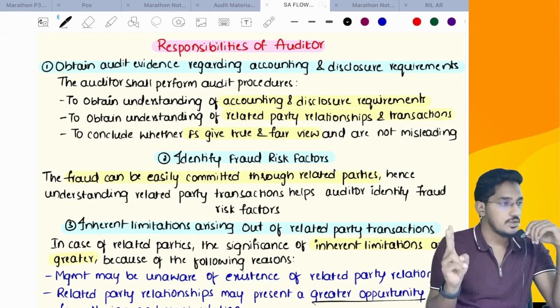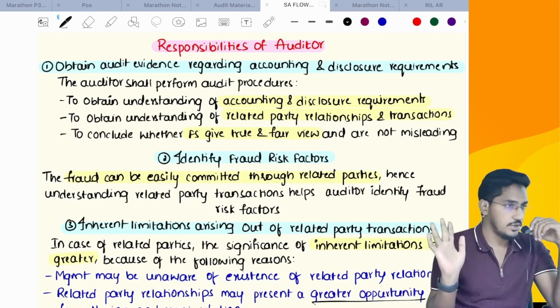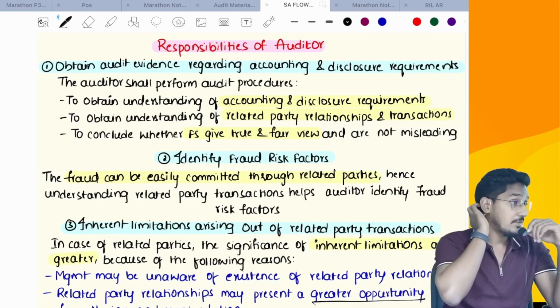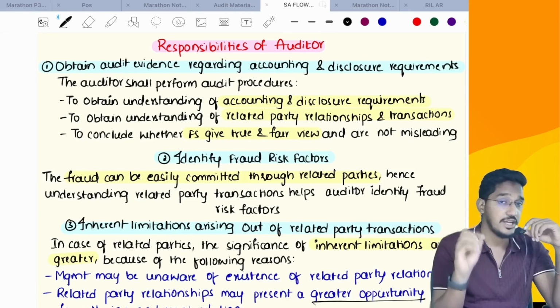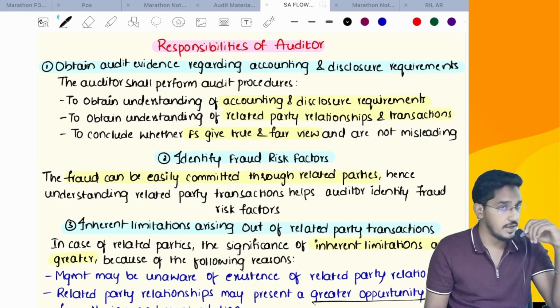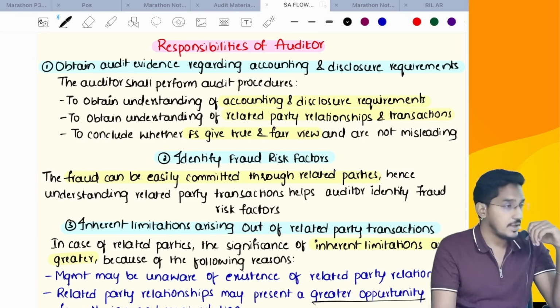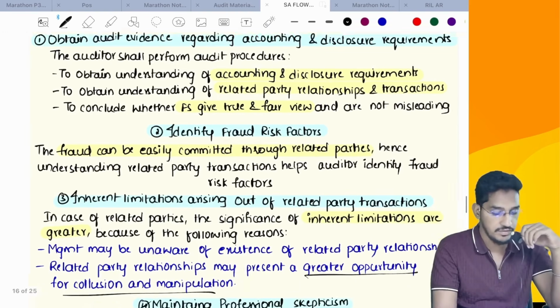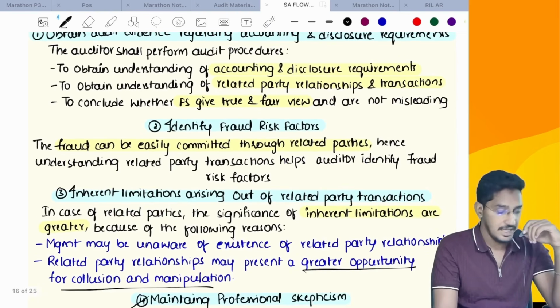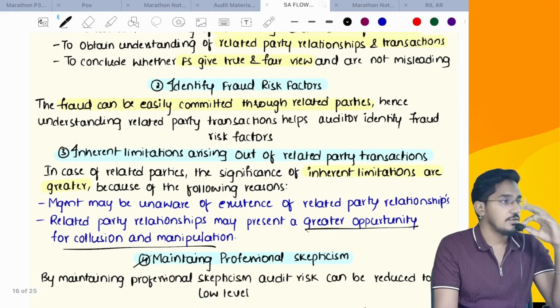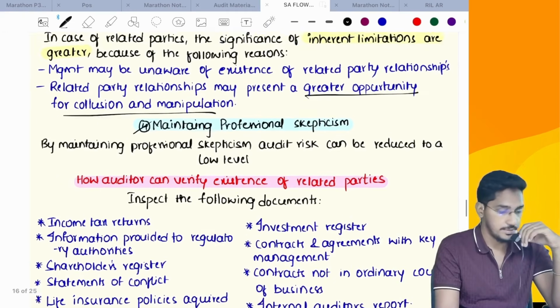Number two, you should pay close attention to the identification of any fraud, because fraud risk factors will be there. Number three, because of related party transactions, the inherent limitations are much higher. Sometimes management themselves are not aware who is a related party, and also related party transactions provide greater opportunity for collusion. And finally, the last one, you have to maintain professional skepticism. If you have to overcome these problems, you have to maintain professional skepticism.